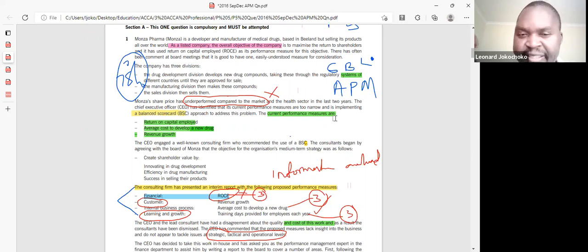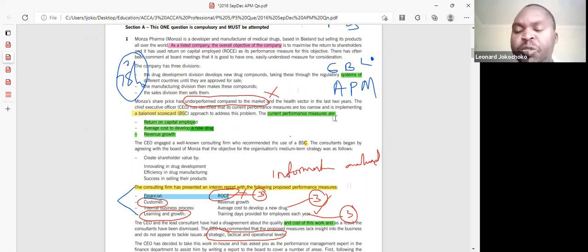Monza is using return on capital employed. This does not directly measure dividend or share price. This is not an appropriate measure. This is not an effective performance measure. So I've addressed the particular problem number one. I expect to get a mark for just addressing the problems.